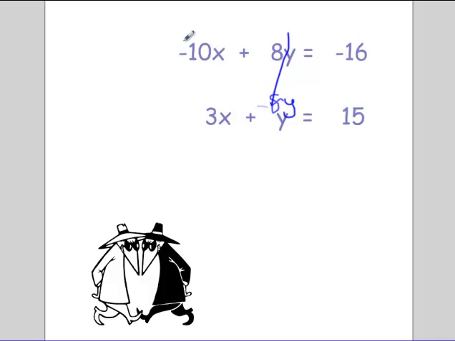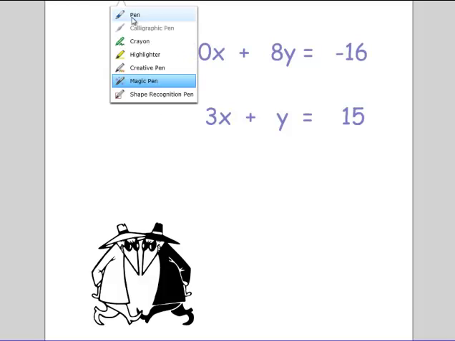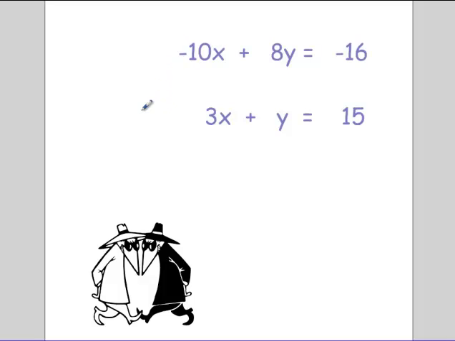Now, the x's are called relatively prime because 10 doesn't have a factor of 3 in it. 3 doesn't have a factor of 10 in it. So I would have to multiply this by a 3 and that by a negative 10. Okay, not a good choice. So my first choice is the one I'm going to go with. So multiply the bottom equation by a negative 8.